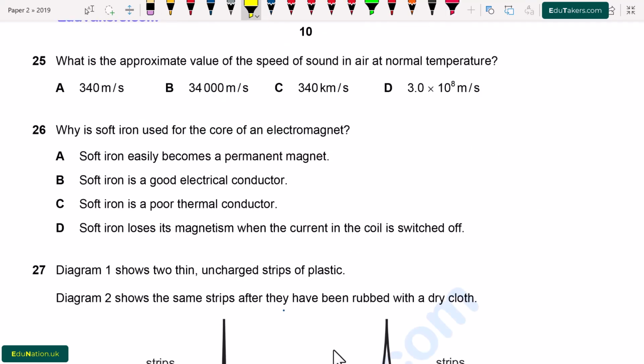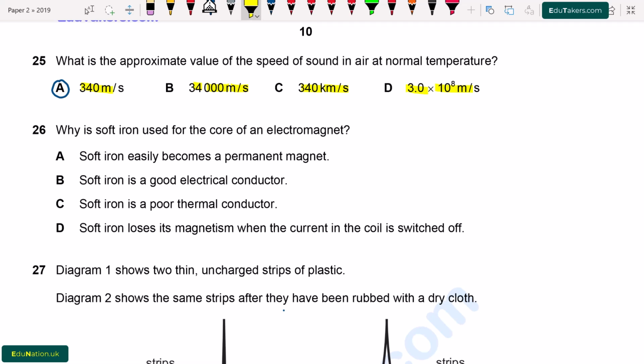Question number 25. What is the approximate value of the speed of sound in the air at normal temperature? Option A. 340 meters per second. B. 34,000 meters per second. C. 340 kilometers per second. D. 3.0 times 10 to the power 8 meters per second. So the speed of sound in the air at normal temperature is 340 meters per second. Option A is correct.